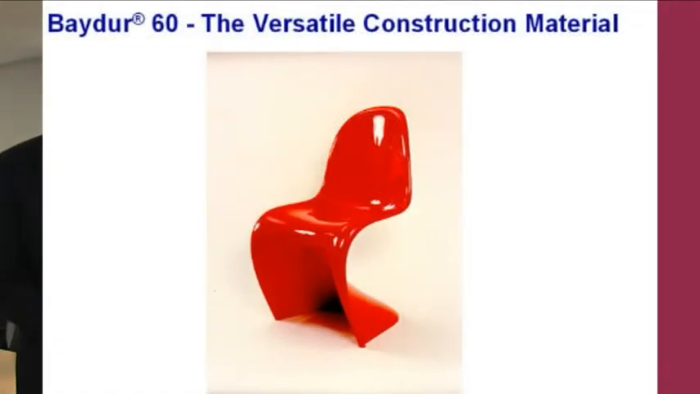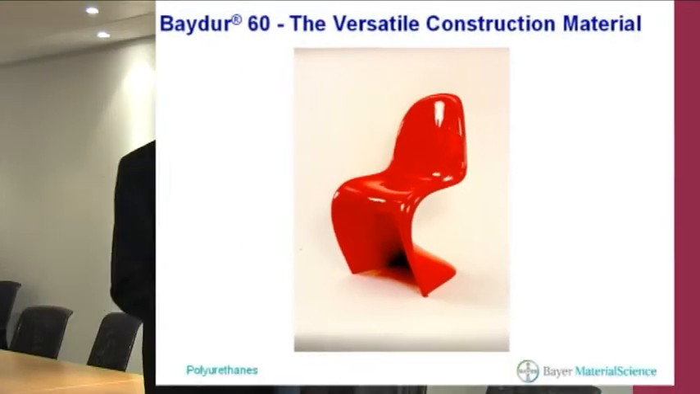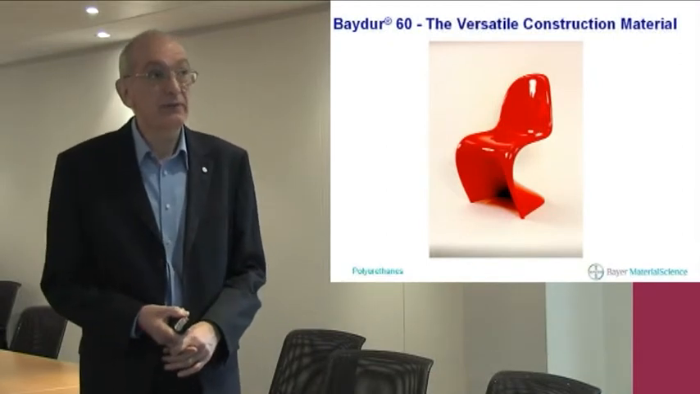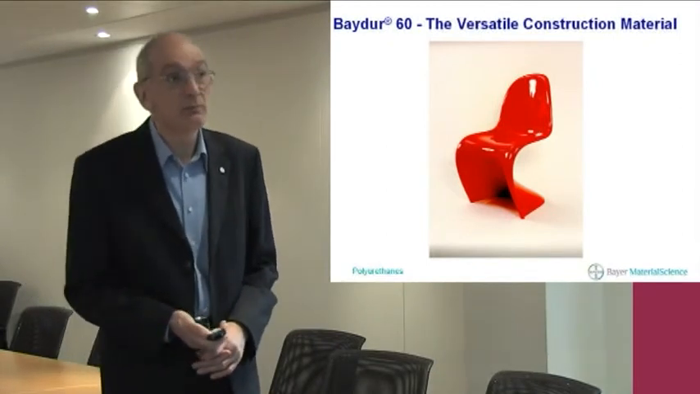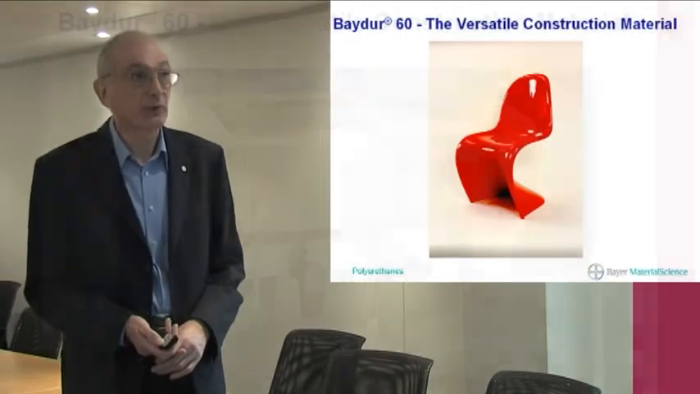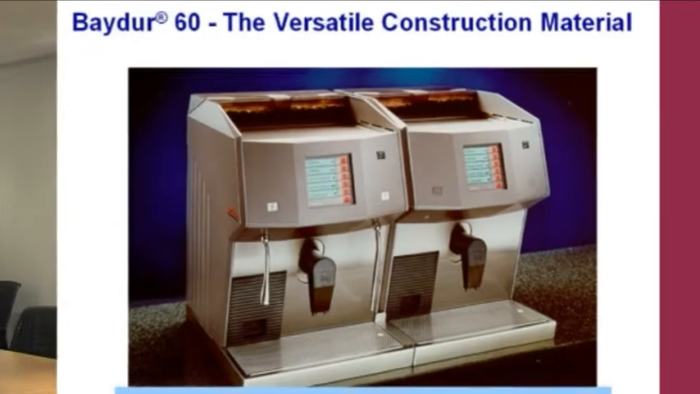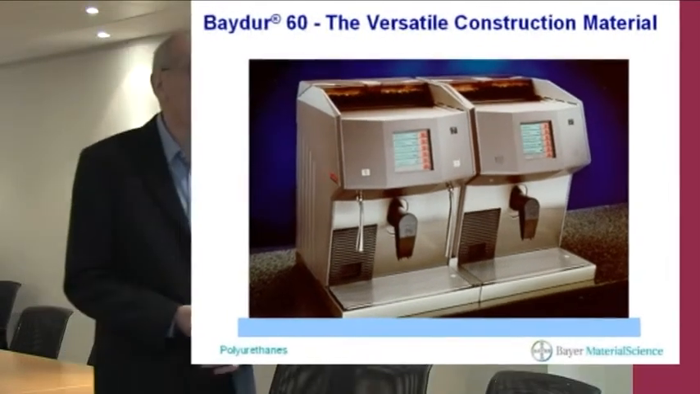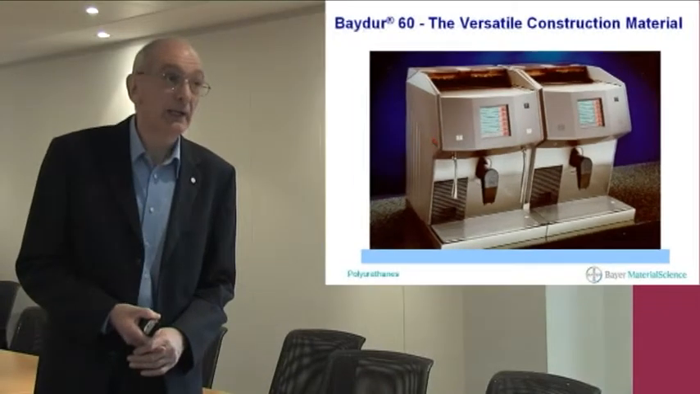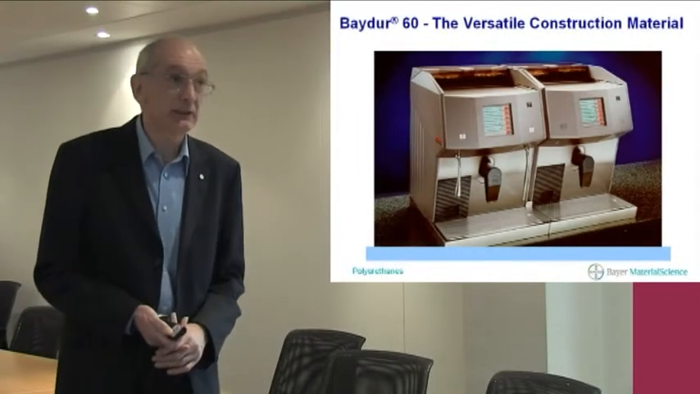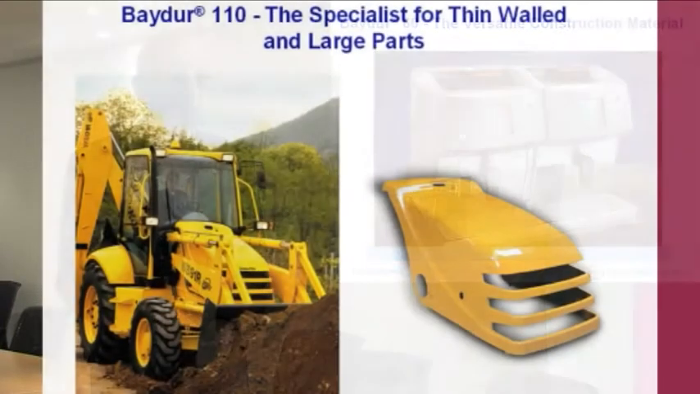This is a classic example of a Baydur 60 moulding. This was first made in the 1960s and is, I understand, still being made. To achieve the high-class finish, these mouldings are painted subsequent to moulding. This is an interesting example in that it's made in relatively high numbers where thermoplastic material may have been competitive, but the designer and the manufacturer still chose Baydur 60 for this component.